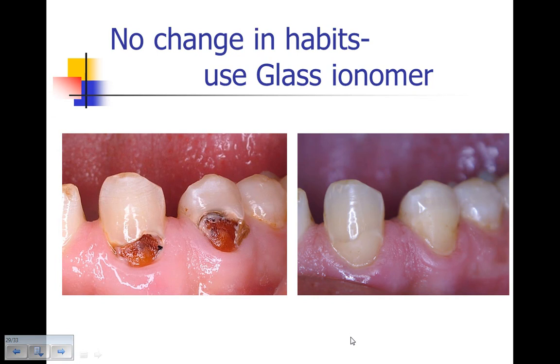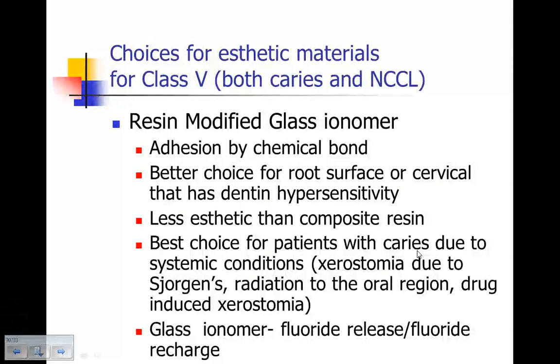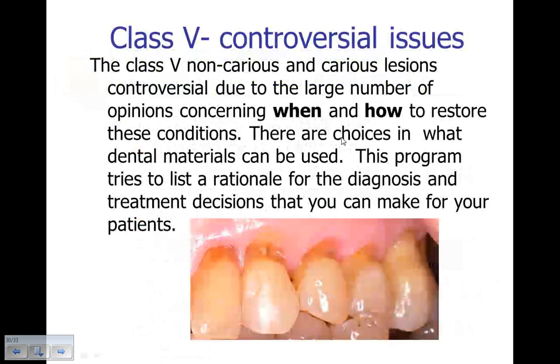If there's no change in habits, where we see large carious lesions on the facial surface but they don't keep it clean, our consideration is towards a glass ionomer restoration, as we can see for this patient right here. This is a resin-modified glass ionomer that's been placed on these root surfaces after preparation. As we've talked about, these are aesthetic materials. We're going to use glass ionomers for specific instances. We're going to use composites for other instances.